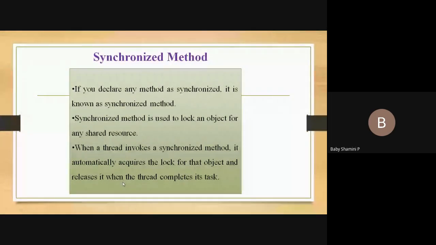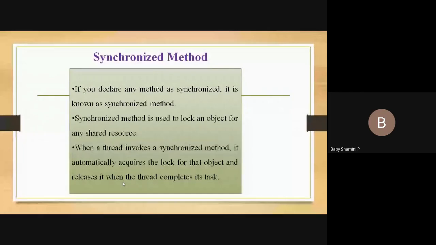Thread T1 wants to access some function. If you are using a synchronized method, the particular method is locked until the thread completes its execution. Once the thread completes its execution, it releases the lock. Again, the shared resource can be accessed by some other thread. That is the concept.